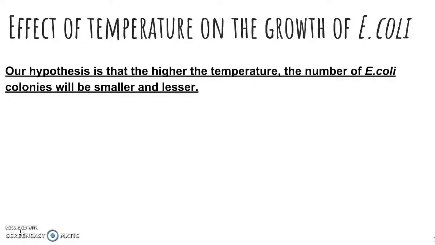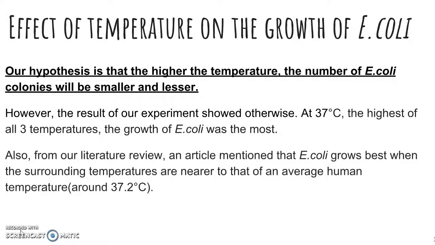For the effect of temperature on the growth of E. coli, we have found out that the lower the temperature, the lesser the amount of E. coli. This contradicts our hypothesis, in which we expected the amount of E. coli to be lesser at a higher temperature. However, E. coli seems to grow best at the highest temperature, 37 degrees Celsius. Our literature review also mentioned that E. coli actually grows best at around 37.2 degrees Celsius because it is the nearest to an average human body's temperature.